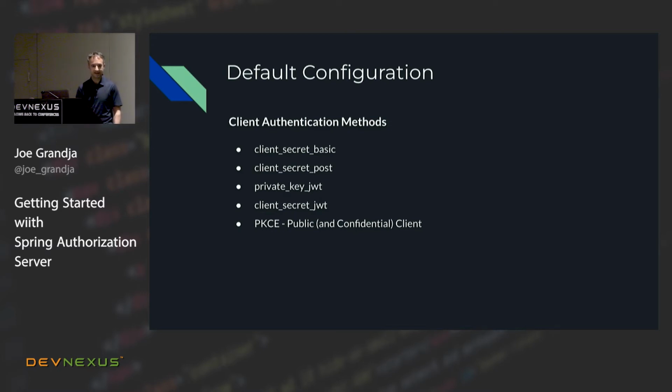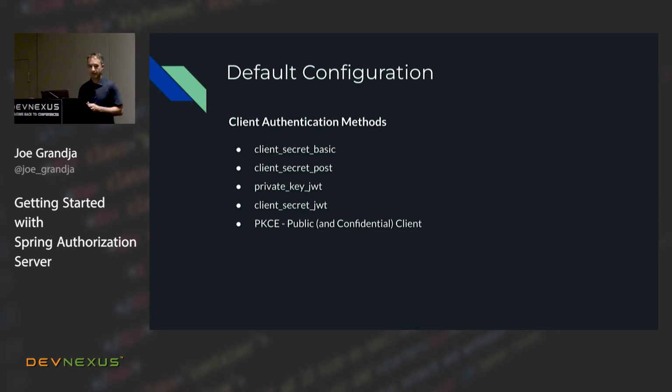So what exactly is enabled when the default configuration is applied and there's no custom configuration? These are the client authentication methods that are enabled: basic, post, private key JWT, client secret JWT, and PKCE. PKCE, proof key for code exchange, was originally designed for public clients, such as SPAs or single page applications. These applications run in a browser, which is not a secure environment and cannot maintain its secrets. It's a public client. So you never want a client secret in your browser application, because you could easily decompile it or view page source and expose the secret. So you want to use PKCE.